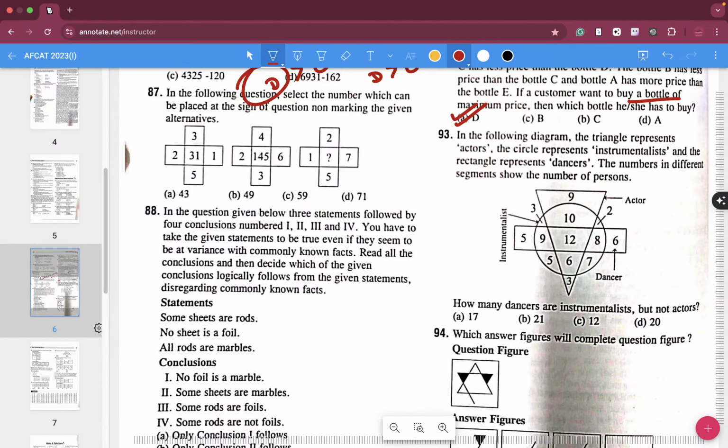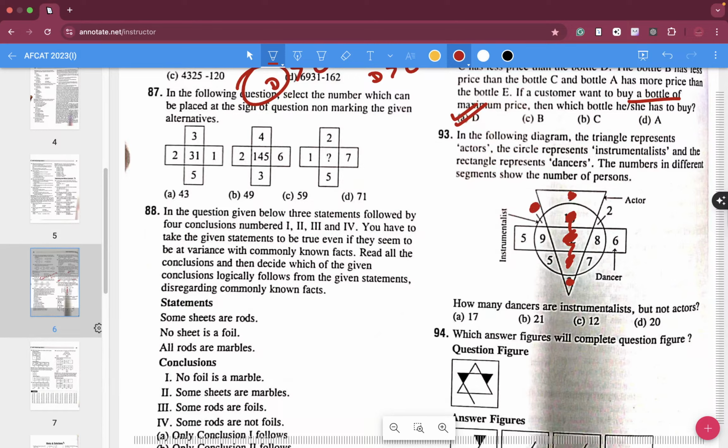Easy, right? For AFCAT examinations, your reasoning questions are extremely easy in nature. Question number 93. In the following diagram, the triangle represents the actors, the circle represents the instrumentalists, and the rectangle represents the dancers. The number in a different segment shows the number of persons. How many dancers and instrumentalists, but not actors? These are the actors, we have to delete them.